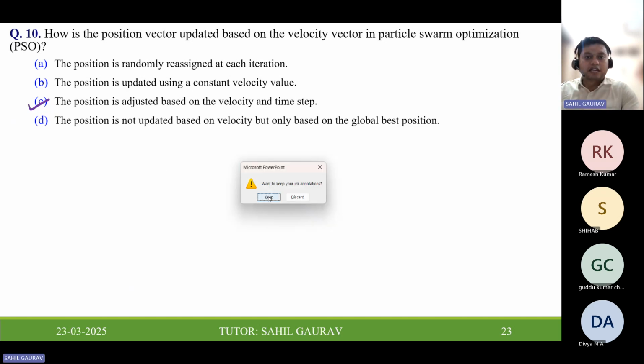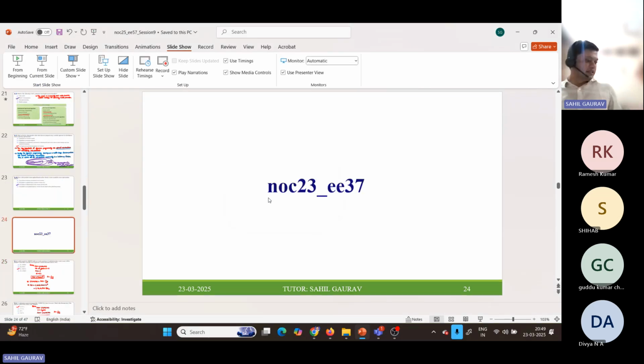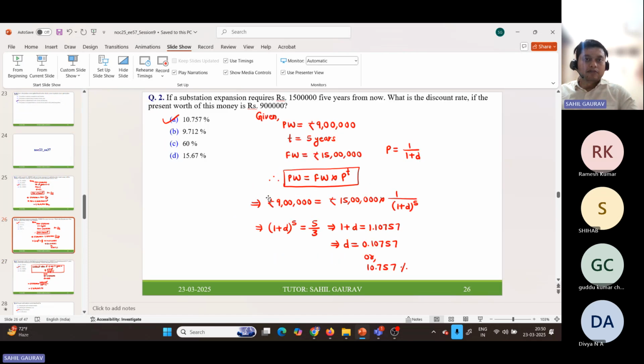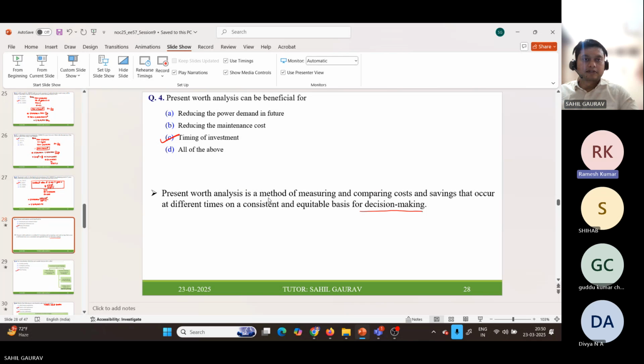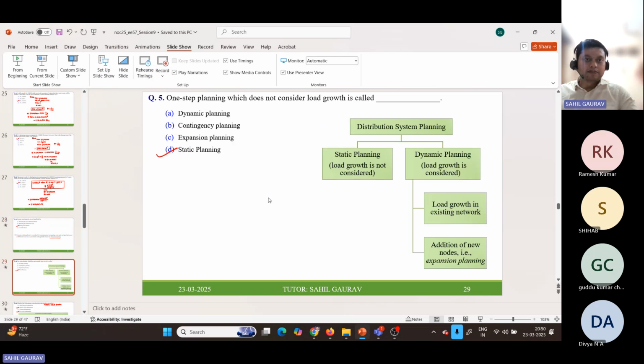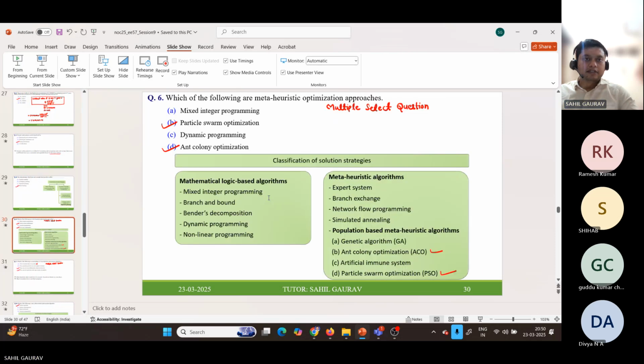Now for the current assignment, I will suggest you also go through the previous year of 2023. If you see some problems that are directly given from these assignments, I will provide you some hint. Like for evolutionary algorithms, they have given the question on incremental cost, also meta heuristic. We have already solved this type of problems. So here one step planning that does not consider load growth is called static planning. So this question is also in the current assignment.